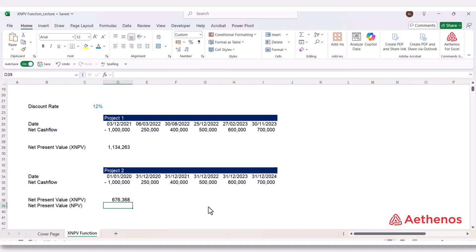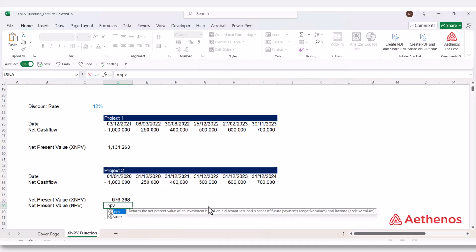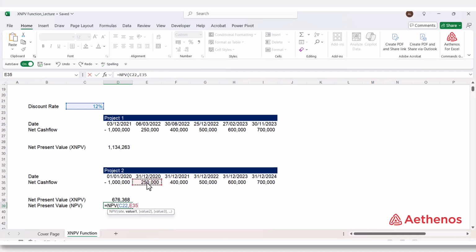So then let's calculate NPV. So again, we give the rate. And here we need to keep the initial cash flow outside the formula. So we will give values from here, year 1. And then we will add the initial cash flow separately, the normal way we do the NPV function.